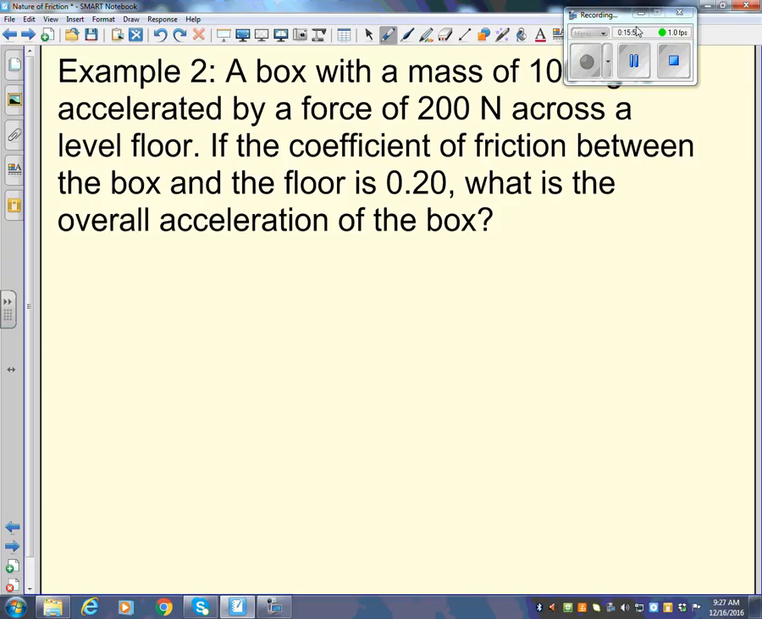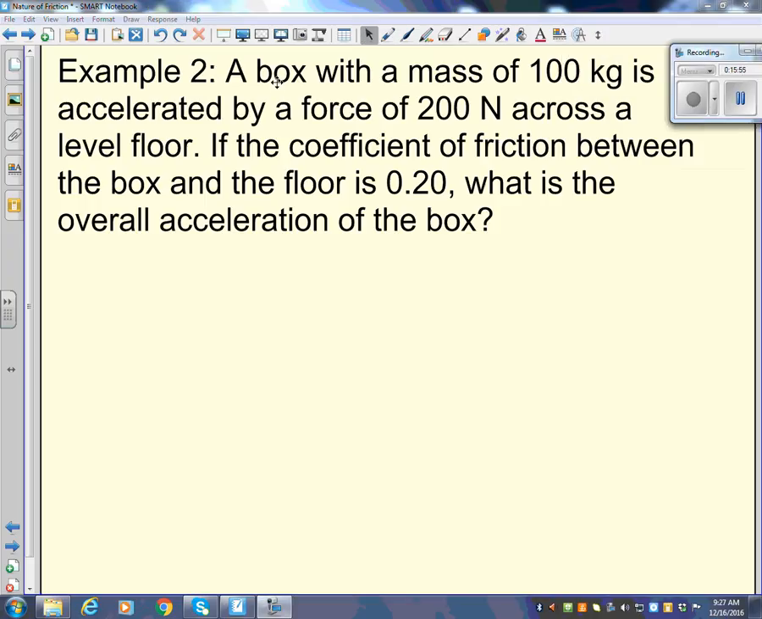Okay, so we're trying number 2. A box with a mass of 100 kilograms is accelerated by a force of 200 newtons across a level floor. If the coefficient of friction between is 0.2, what is the overall acceleration? Oh, so this time we actually have an acceleration. Let's read it again. We got a box. The mass is 100, accelerated by a force of 200 newtons across a level floor.